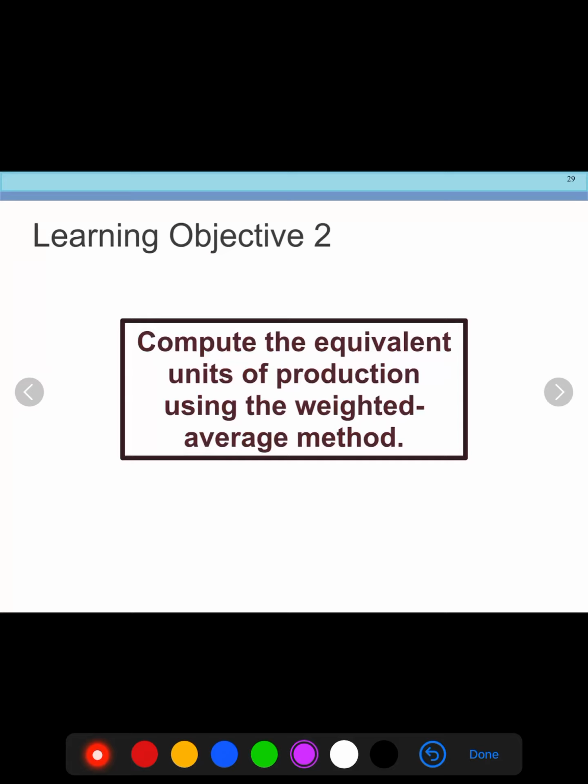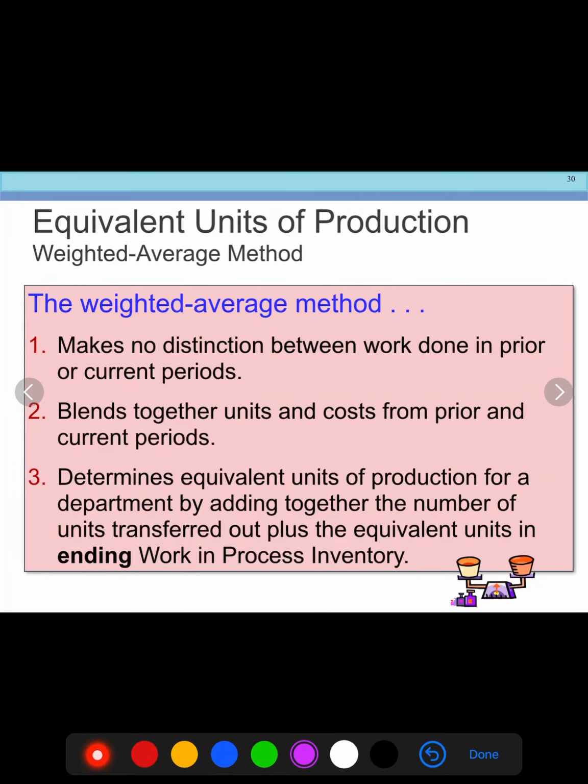Learning objective number 2, compute the equivalent units of production using the weighted average method. So, again, uulitin lang natin, under the weighted average method, regardless whether it is from the in-process beginning or whether it is from the started during the period, it is considered to be 100% complete. It makes no distinction between the work done in prior or in current periods. Blends together units and cost from prior and current periods. Please take note, units and cost.